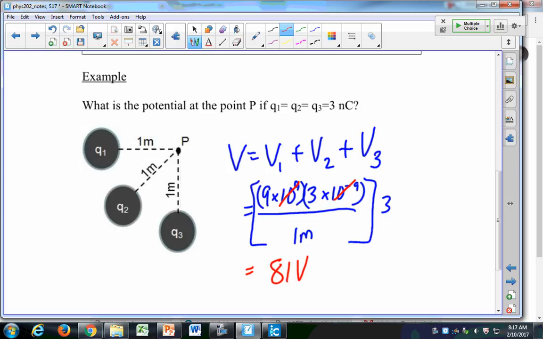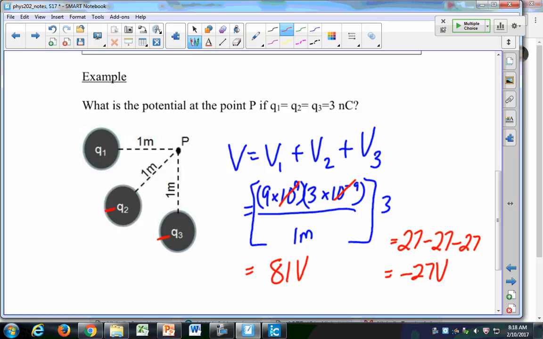What do you think would happen if I said this one's negative and this one's negative? I would subtract them out, right? So instead of that, each one is 27 volts, so I'd say 27 minus 27 minus 27. And so if Q2 and Q3 were negative, my voltage would be negative 27 volts. If they were all negative, it would be negative 81 volts. So when you're calculating potential, you have to carry the sign of the charge in the calculation.